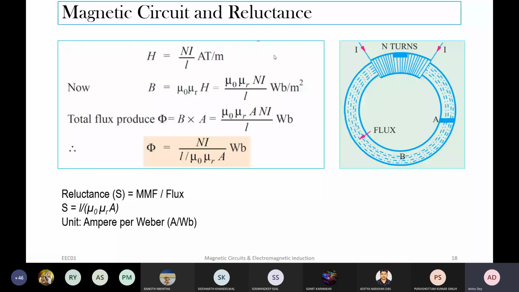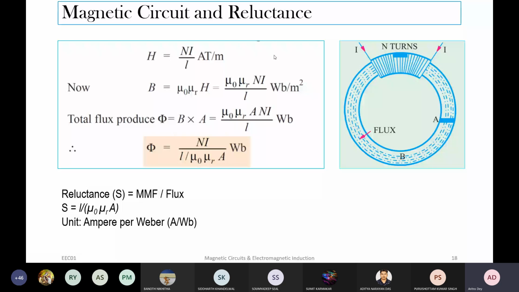So NI by L is your H, and B is your flux density, which is mu 0 into mu r into H, where mu r is the relative permeability and mu 0 is the absolute permeability in vacuum or in air, which is 4 pi into 10 to the power minus 7. So that into mu r into H is your expression for the magnetic flux density. Once you have the magnetic flux density, and if you have a uniform cross section area, then flux phi equals B into A, where A is the cross sectional area of this circuit.